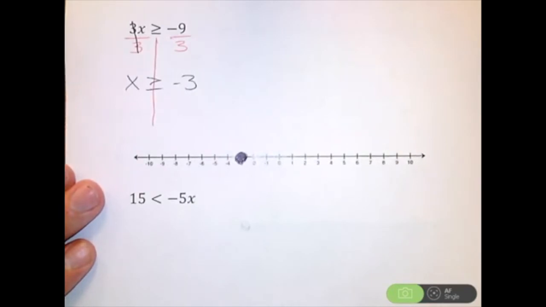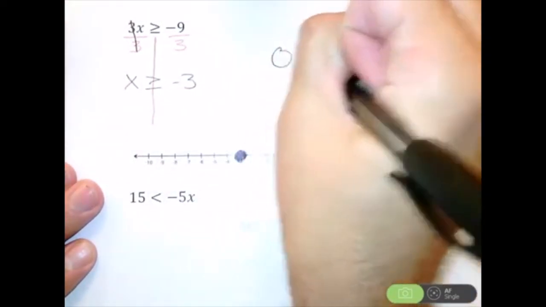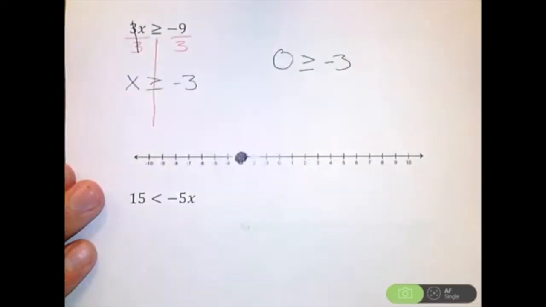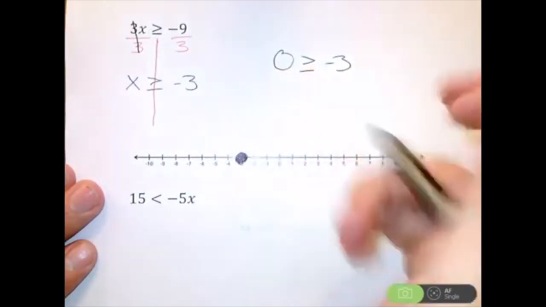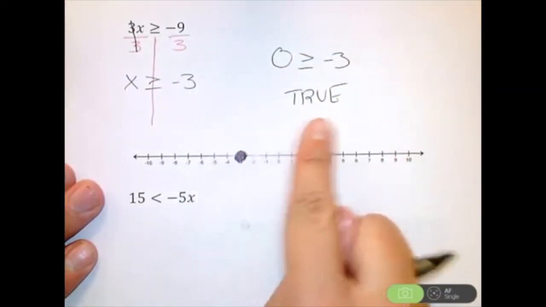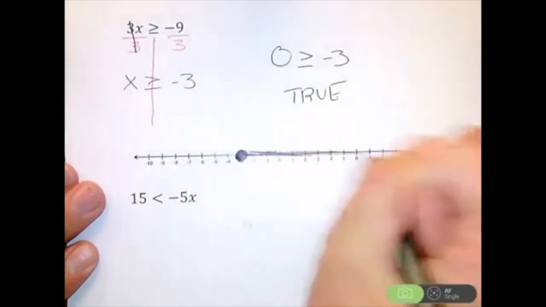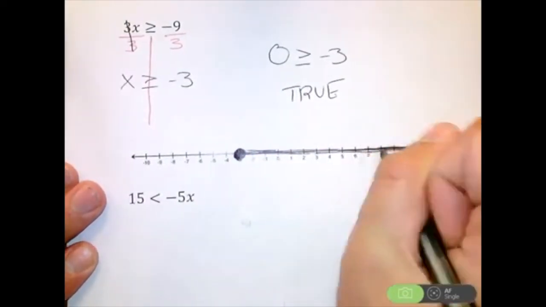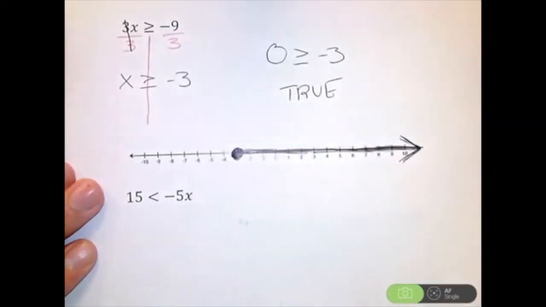And then I'm going to plug in 0 to figure out if I'm going towards 0 or away from the 0. So if I plug in 0, 0 greater than or equal to negative 3. I've got to ask myself, is 0 greater than or equal to negative 3? It is. It is true, so we're going to go towards the 0. Well, 0's on the right, so I shade this little bit over here. Just like that.